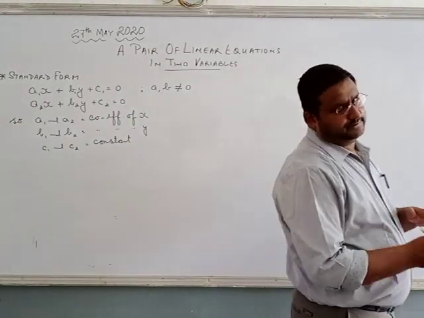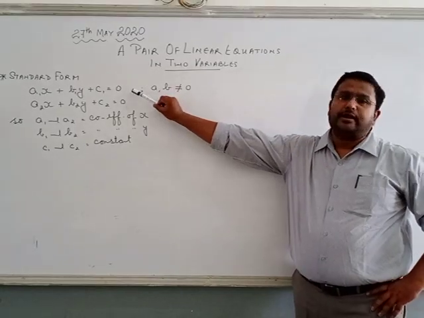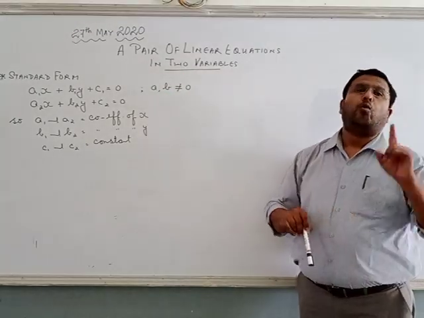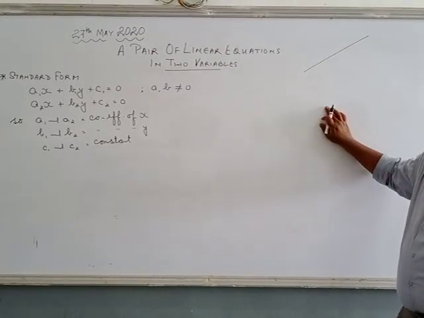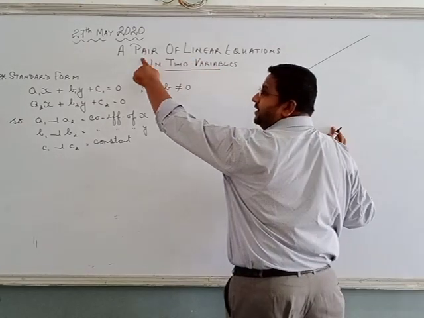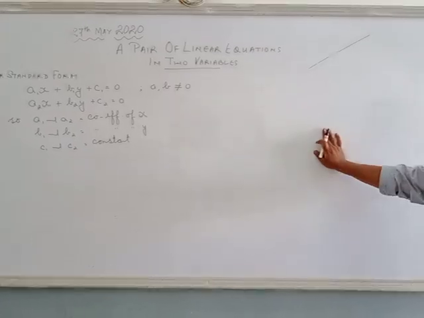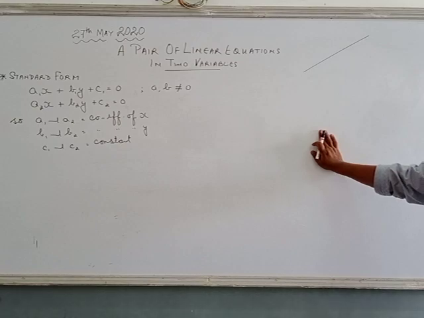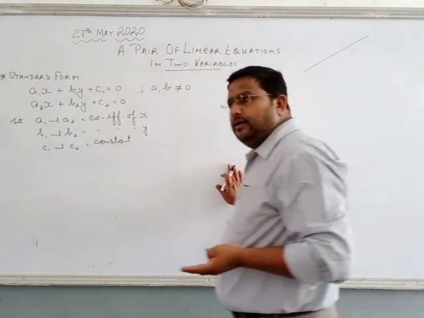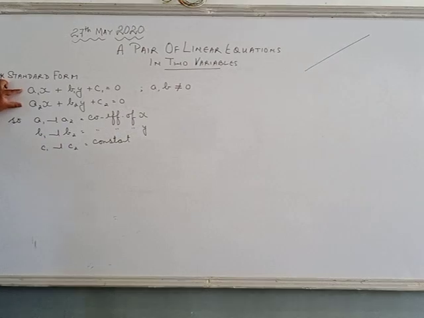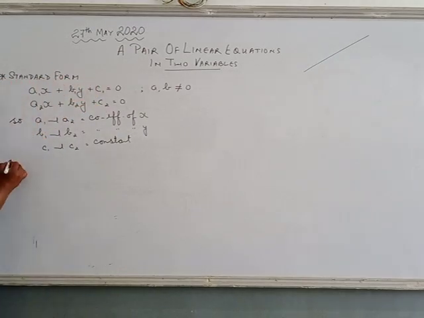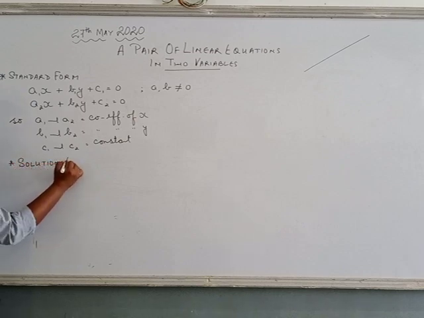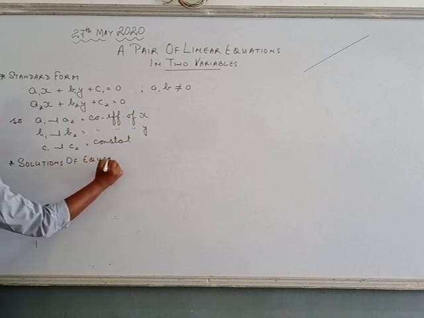Now in class 9, when we discussed linear equation in two variables, there was one equation, so it was represented by a straight line. As it is a pair of linear equations in two variables, there will be two lines. Now those two lines can be of three types, and it depends on the coefficients. For example, the solutions of equations.